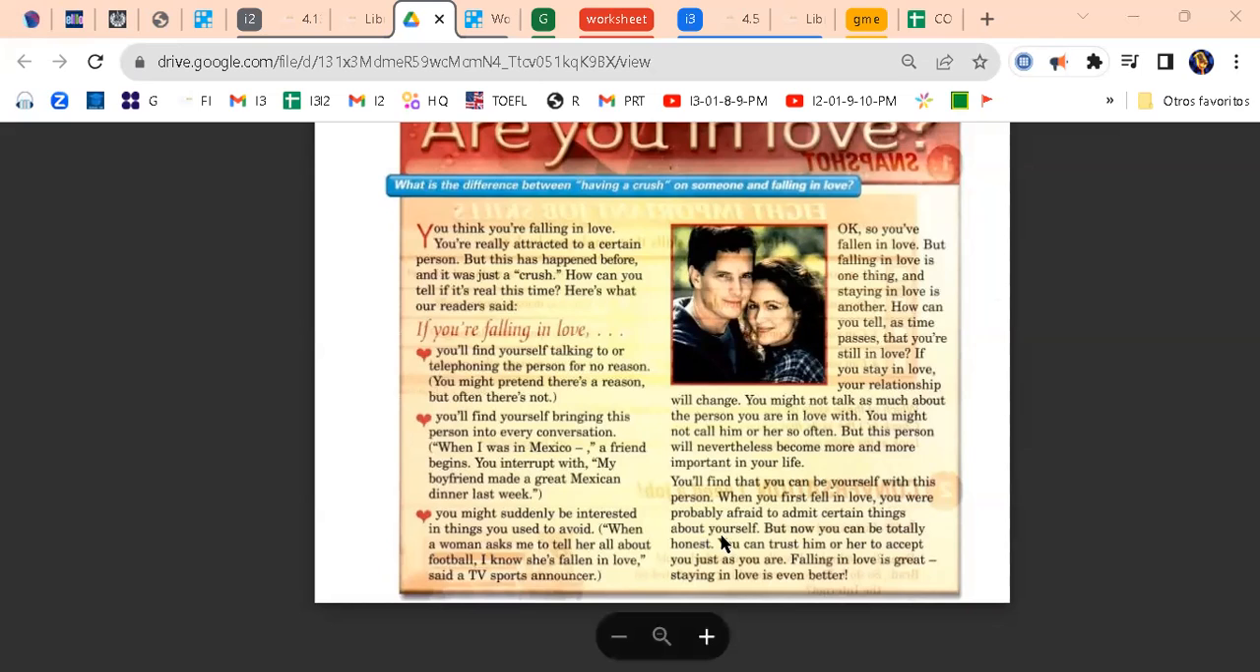And look at this, about yourself. But now you can be totally honest. So at the beginning, you may not say all things about you. And now this person knows a lot about you and you can be open to talk with that person. So you can trust him or her to accept you just as you are. Falling in love is great. Staying in love is even better. Okay, so what do you think?